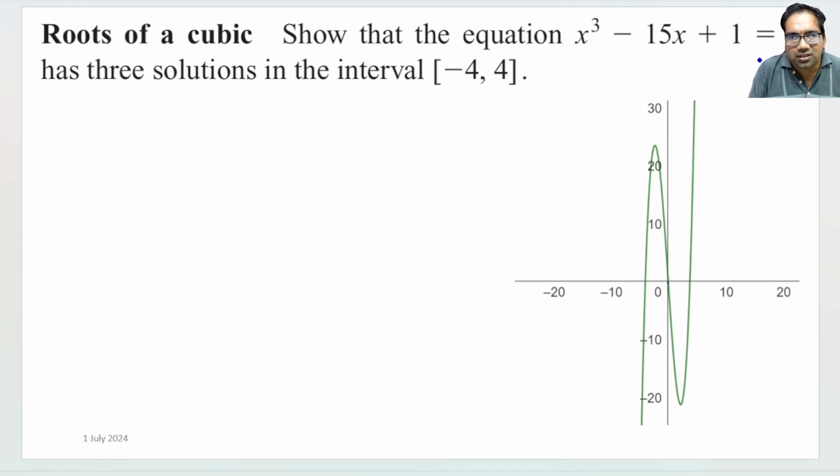Another way is to solve this equation and find out what are the values of x and then find whether they are between minus 4 and 4. But this is not a quadratic equation, so it will be slightly tricky to solve. So instead, what we do, we'll use the intermediate value theorem.